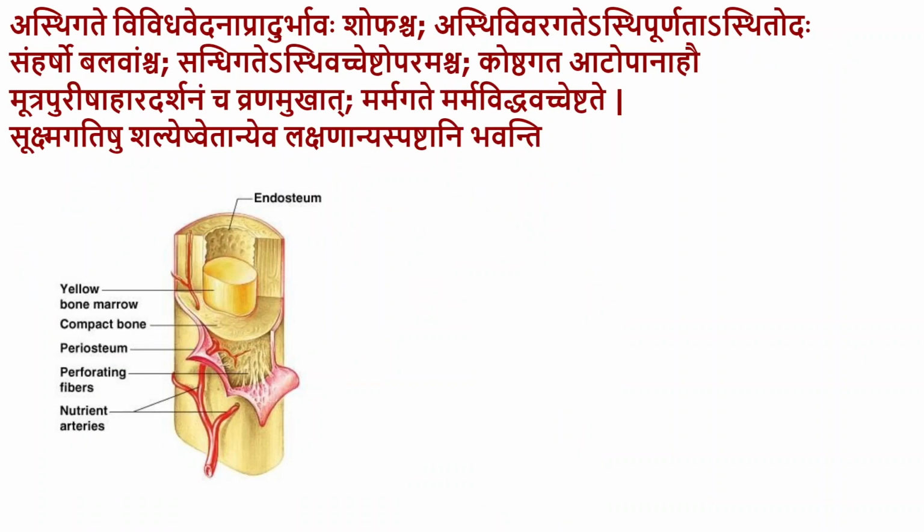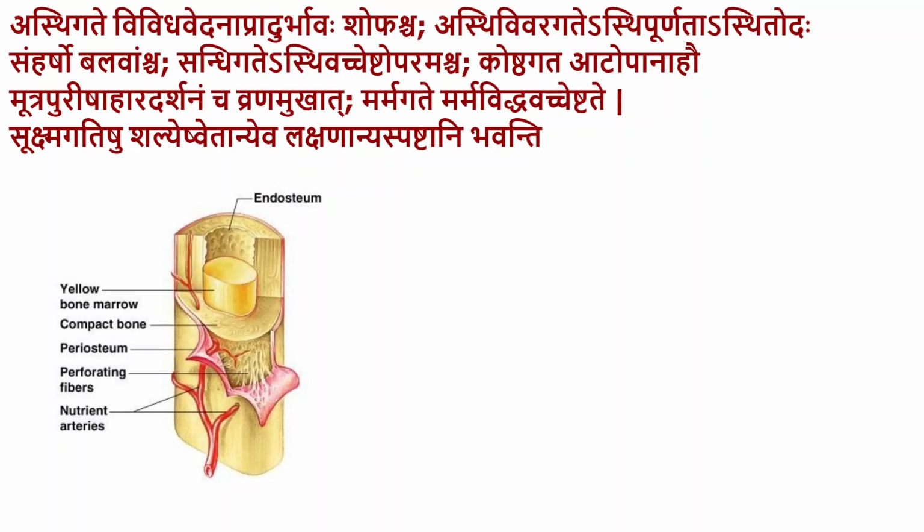Now, whenever the lesion is in the bones, astigate, vividha vedana pradurbhavaha shofrascha. If the damage has occurred to the bone and the periosteal surface and the medullary bone is involved, in that condition, there could be more pain. Now, it's quite natural that the pain will be seen when the periosteum is involved. If the object is located to the periosteum and in context with the periosteum, then there could be more severe pain because the periosteum is the only sensory area.